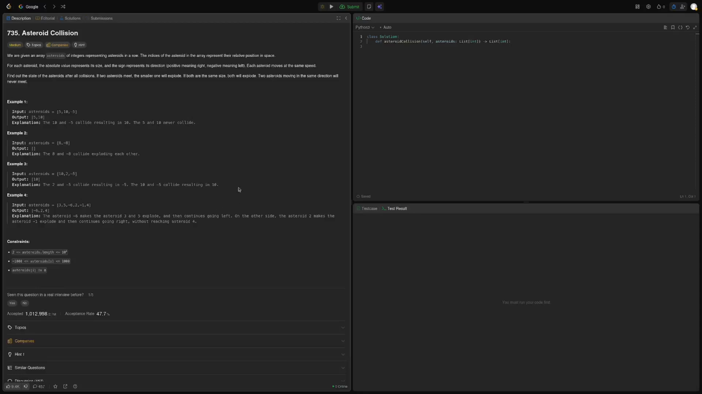Okay, today we are doing problem 735, asteroid collision. So we are given some asteroids in a row. We got the relative positions, and for each asteroid its absolute value is its size and the sign is the direction. They move at the same speed, and if two meet, the smaller one explodes. If same size, both explode, and two asteroids moving in the same direction will never meet. And we need the final state of the asteroids after all the collisions.